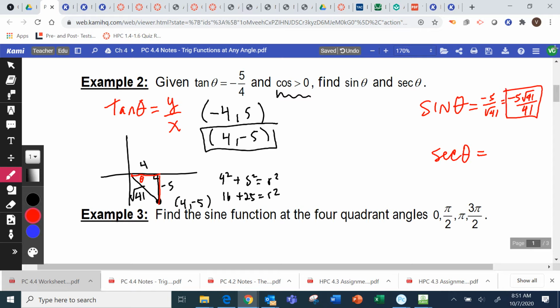Secant. I don't know what secant is, but cosine is x over r. So that must mean that secant is r over x. So r is square root 41, and x is 4. And again, it didn't matter what measurement theta is. It mattered that I had the side lengths.